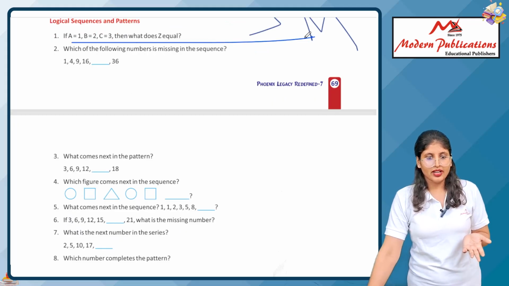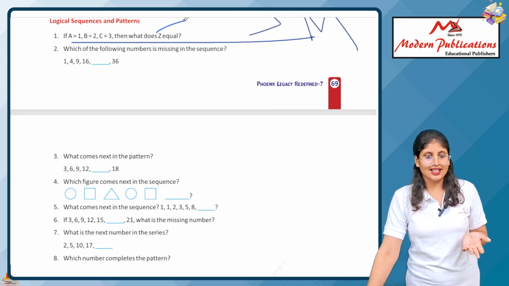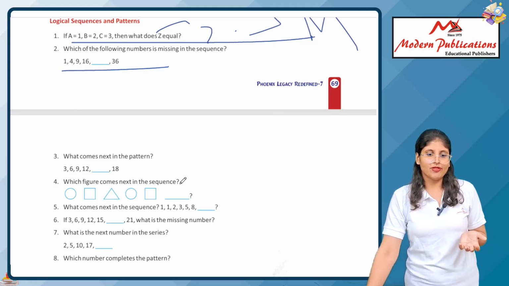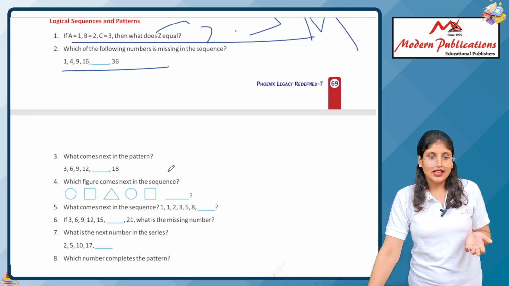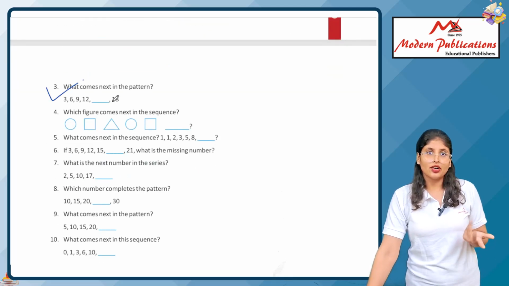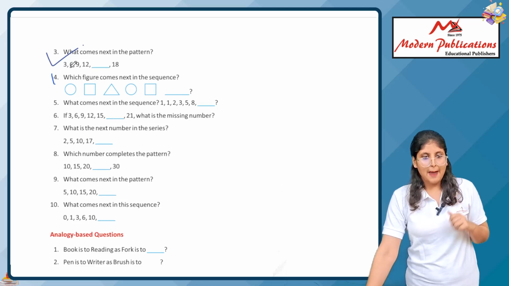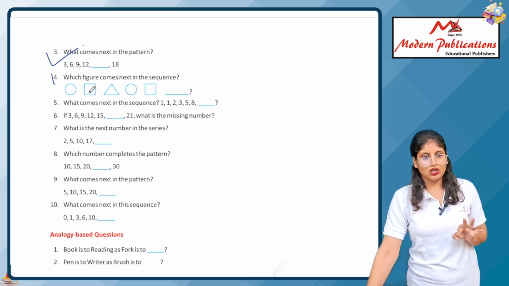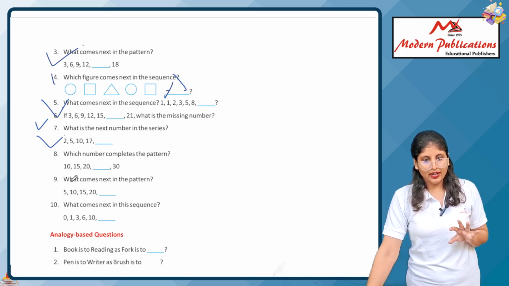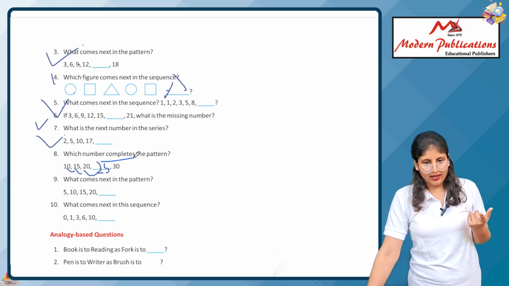These things are also clear. If A is 1, B is 2, C is 3, then Z is equal to 26. Missing number: we already know 1, 4, 9, 16. Let's see how many of you get 3, 6; we already discussed above. Pattern formation also: circle, square, triangle, circle, square, and then comes triangle. See, these number things we already discussed above. 10, 15, 20 means plus 5, plus 5, plus 5, so it comes 25. Yes, it is clear.